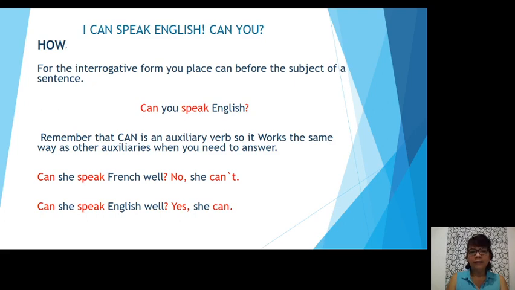Remember that can is an auxiliary verb, so it works the same way as other auxiliaries when you need to answer. Can she speak French well? No, she can't. The question has the auxiliary can. My answer has the auxiliary can. Can she speak English well? Yes, she can.